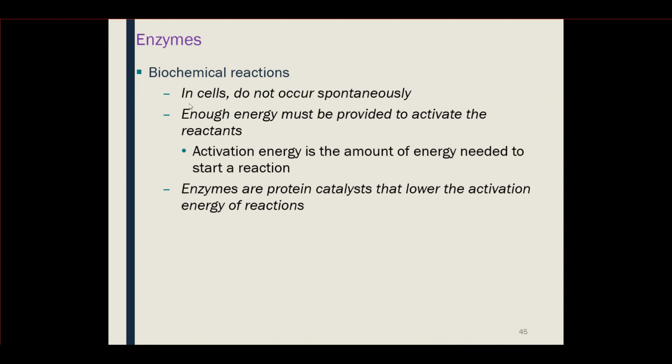Okay, so again, in chemical reactions, in our cells, these chemical reactions do not occur spontaneously. There's not enough energy, right? We have to put in energy to activate those reactants. What do we call that energy? Activation energy, right? That's the amount of energy needed to begin, right, to start that chemical reaction. So we can't add more energy to get the chemical reactions to happen, but we can lower the energy requirement. Who's going to do that for us? Enzymes. Let me show you what I mean.